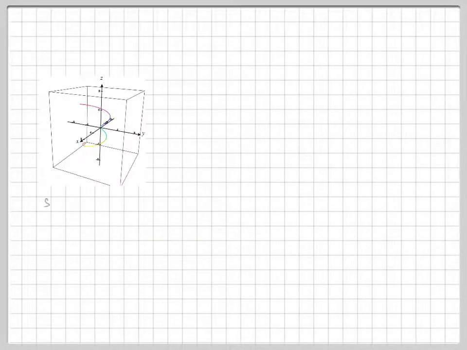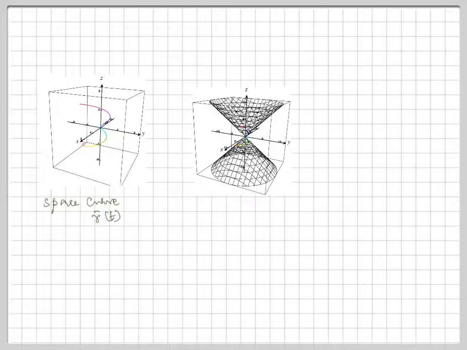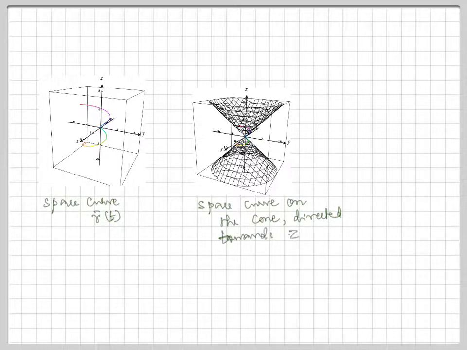Now we can also see this in a three-dimensional plot. This is the space curve. This is the final graph of the space curve, and we can also show that it is lying on the cone. So this tells us that the space curve r of t lies on the cone, which is directed towards the z-axis. Hope this video helps.